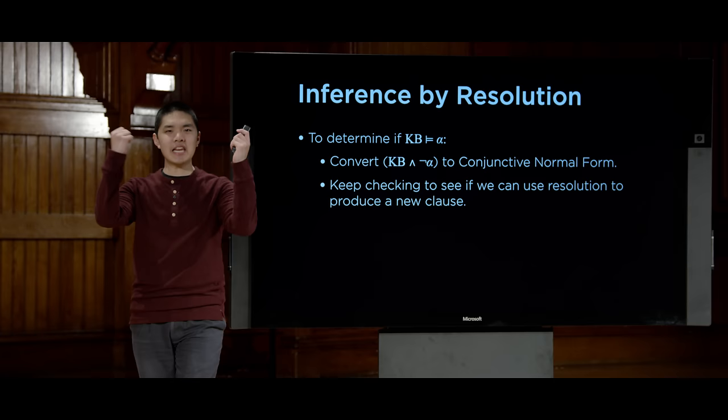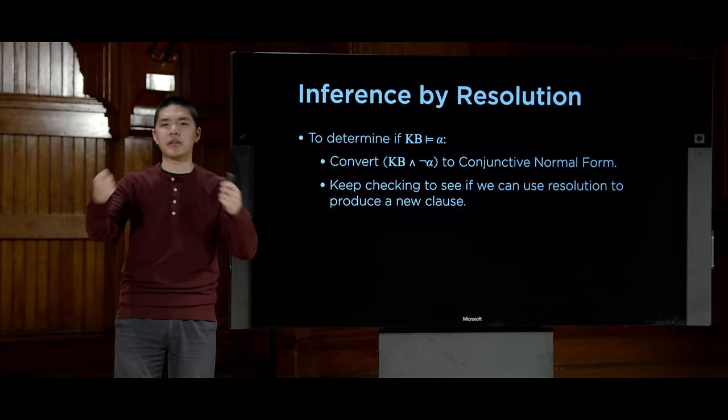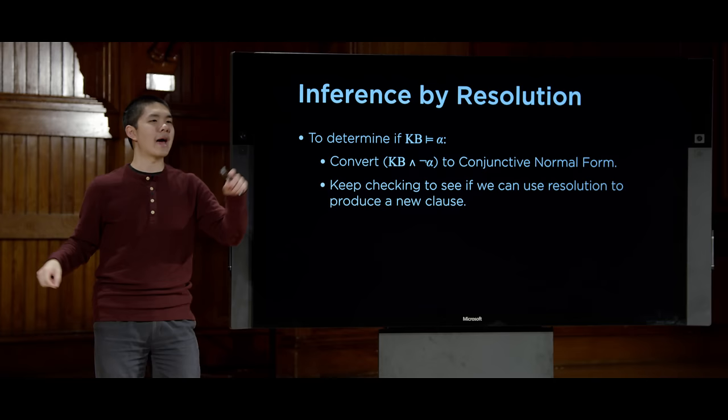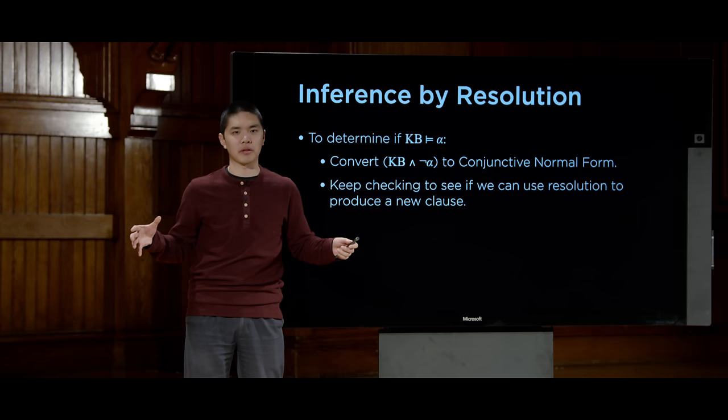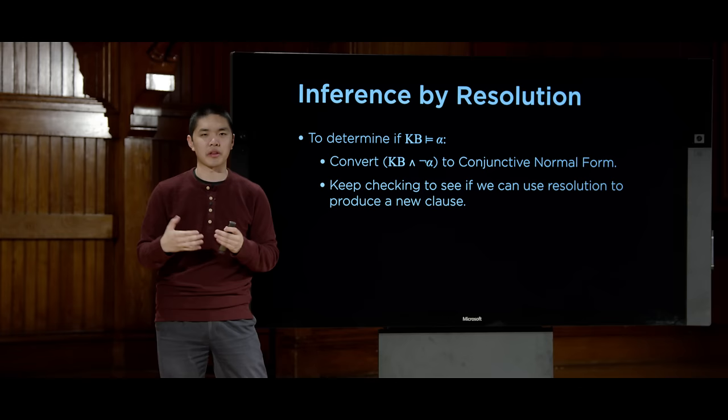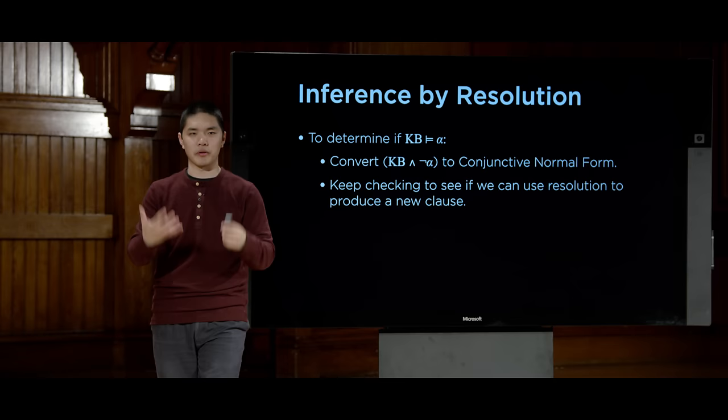We can take any pair of clauses and check: is there some literal that is the opposite of, or complementary to, a literal in the other? For example, I have a p in one clause and a not p in another clause, or an r in one clause and a not r in another clause. If ever I have that situation, where once I convert to conjunctive normal form I have a whole bunch of clauses and I see two clauses that I can resolve to produce a new clause, then I'll do so. This process occurs in a loop. I'm going to keep checking to see if I can use resolution to produce a new clause, and keep using those new clauses to try to generate more new clauses after that.